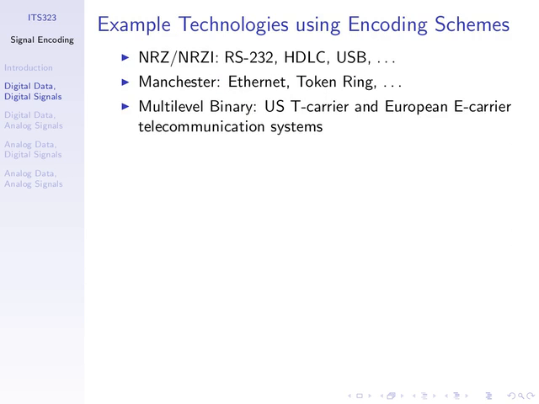Just quickly, because we want to get on to the next one as well. Some example technologies where these schemes are used: USB devices and RS232 serial ports use non-return to zero. Wired LANs, Ethernet, use Manchester encoding. And some of the wide area network technologies use the multi-level HDB3 and so on. So they're used in practice when we have digital data and we need to send digital signals.